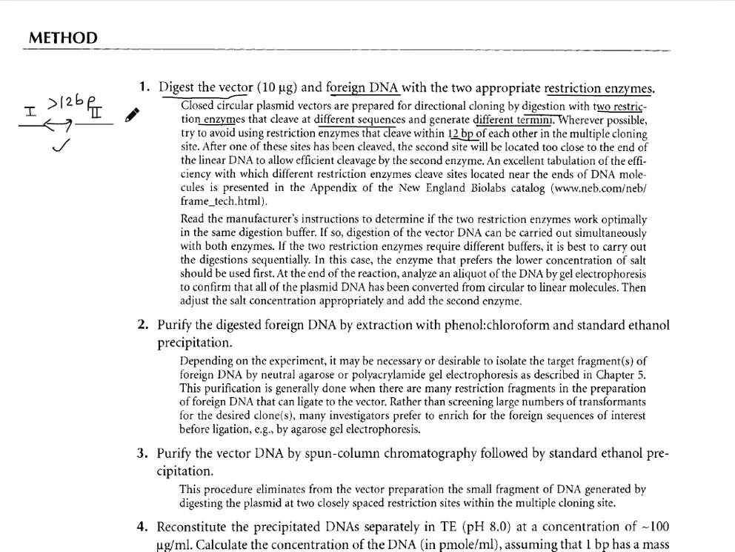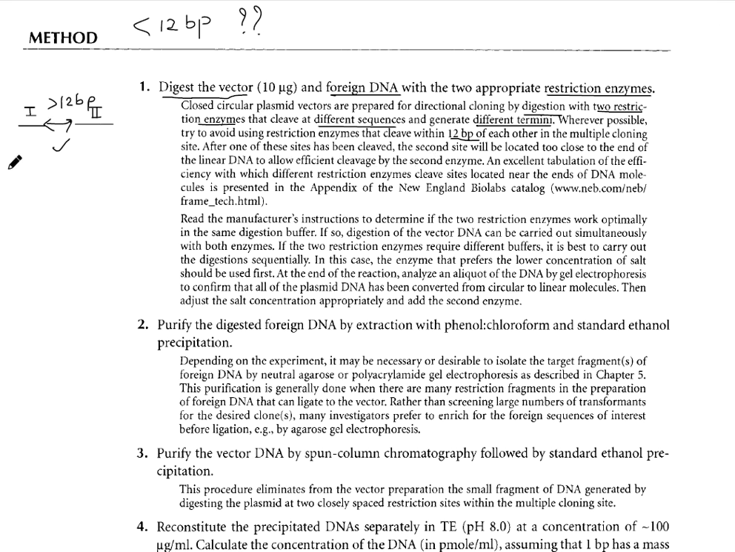Okay, so I'm proceeding further. You have to write it in the comment box: what will happen if the distance between the two restriction sites is less than 12 base pair? Think what can happen. So it should be greater than 12 base pair.